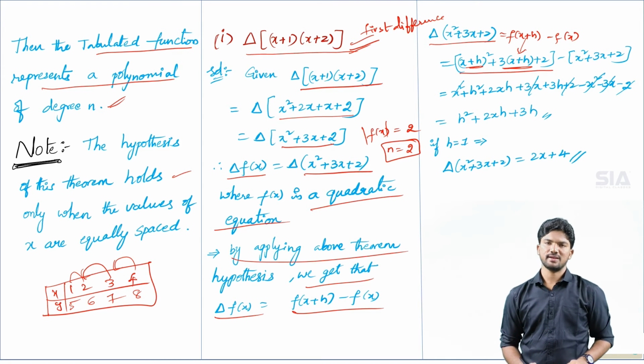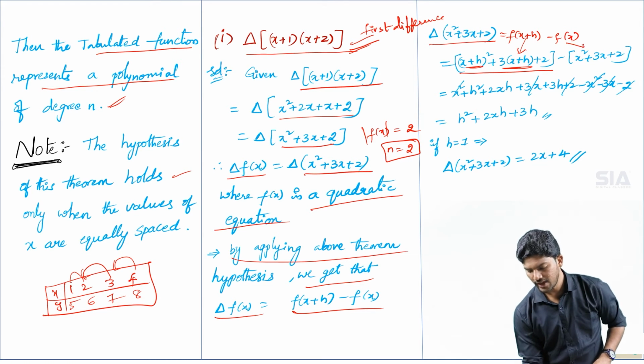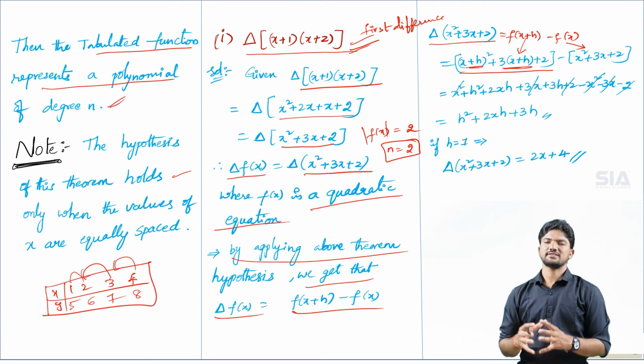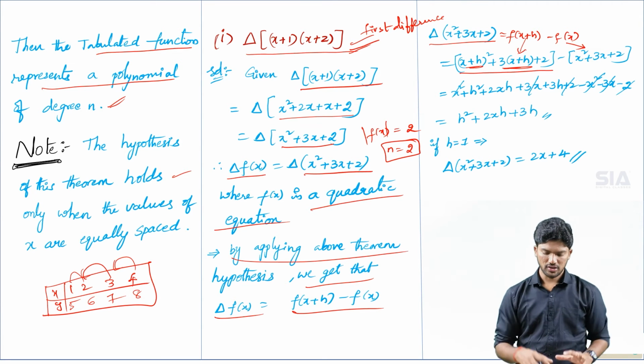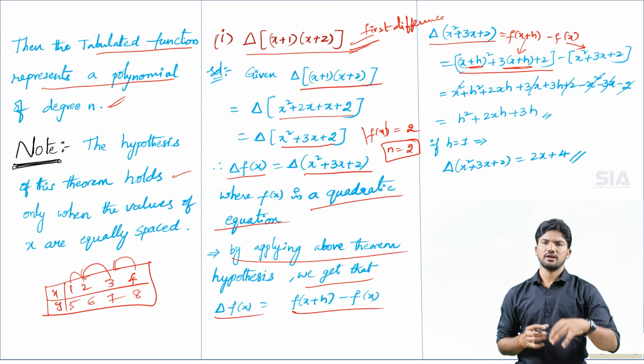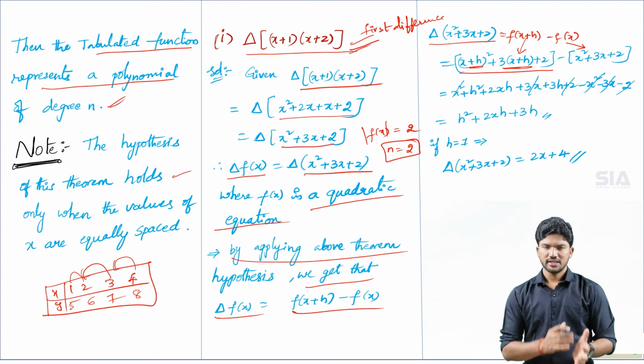That is the f of x plus h value, minus this is the f of x value, x square plus 3x plus 2. Okay, so after substituting that function values, then you can simplify them.